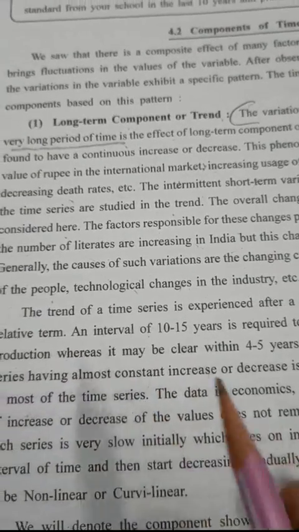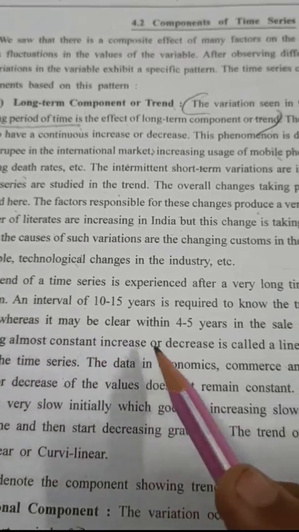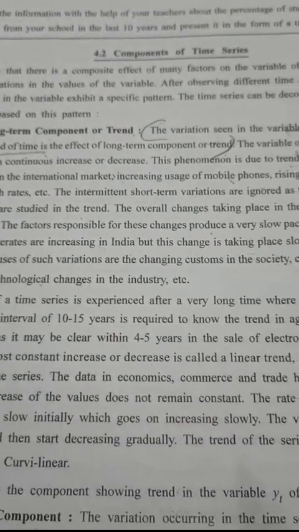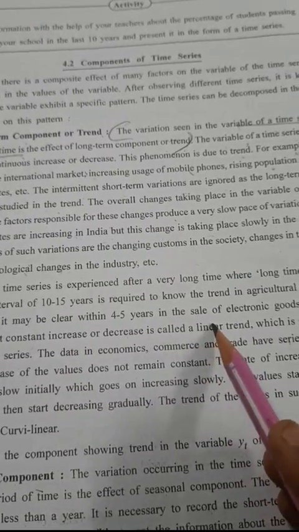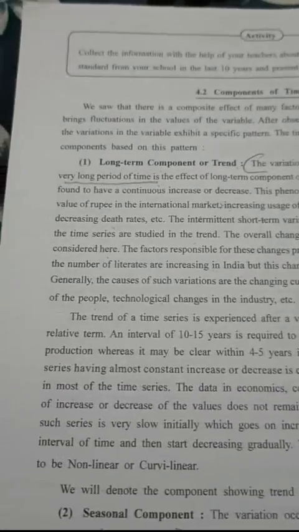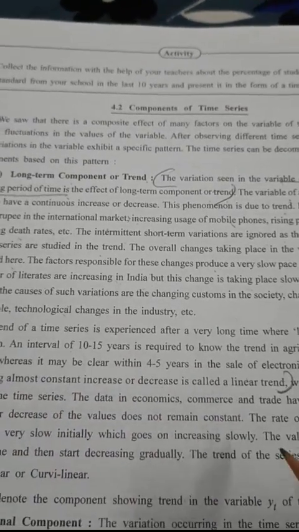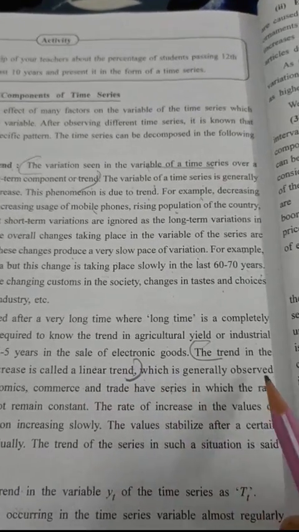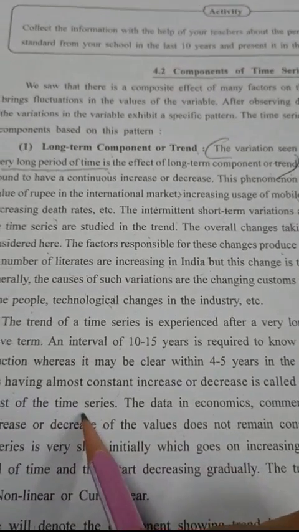After that, you have this point: the trend in the series having almost constant increase or decrease. What they are telling is that if in a series there is a continuous increase or continuous decrease, then that trend is known as linear trend. The trend in which the series has an almost constant increase or constant decrease is known as linear trend. You have to remember, this is generally observed in most time series. We are seeing this linear trend only.